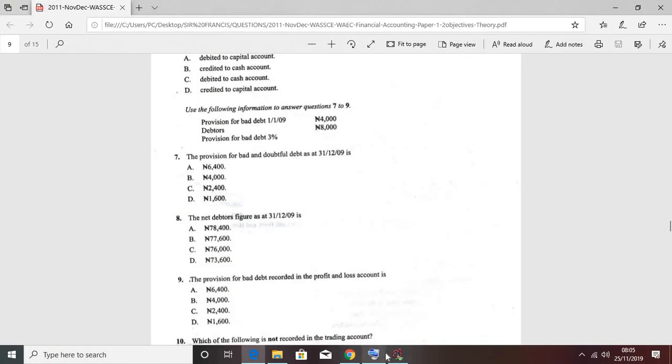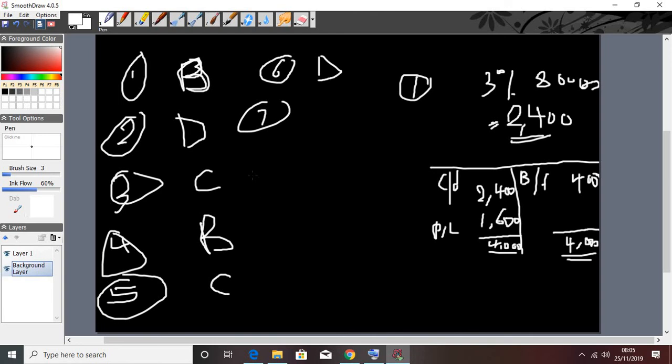So the answer for question number 7 is supposed to be, let's see, option what? Option C. So that's why I said there's something wrong with the question. Because if you use 3% of the figure given in the question, 3% of 8,000, let's see what we are going to get. Just take your jotter and write them, okay? Let's all do it together. 3% of 8,000 will give you what? Will give you 240 naira.